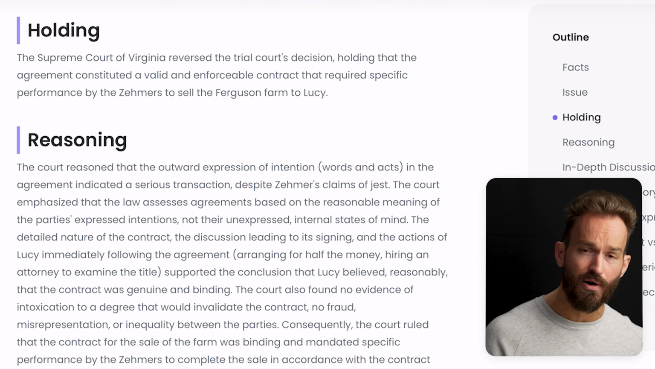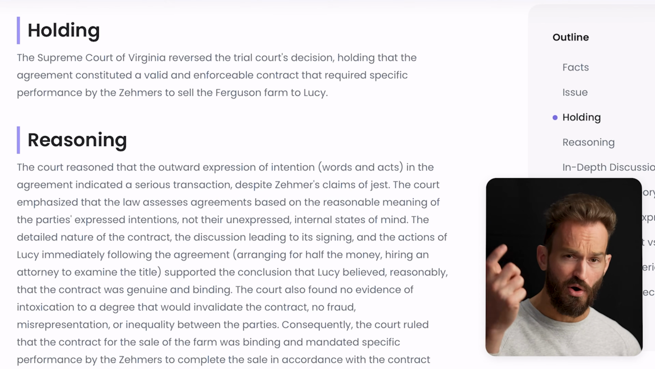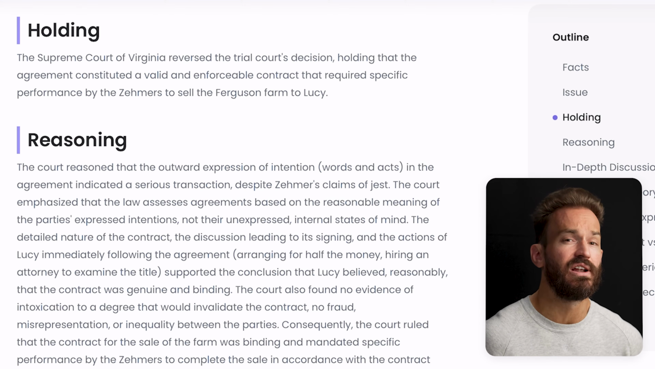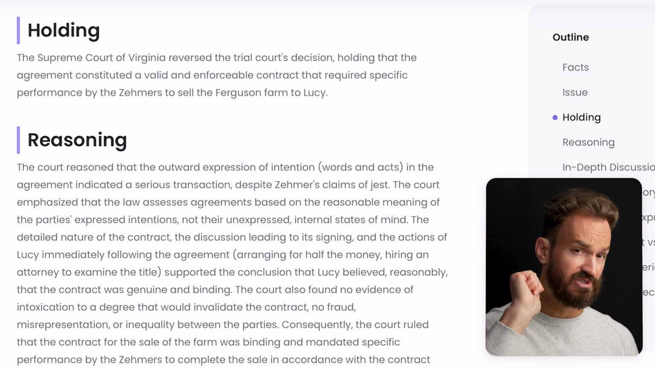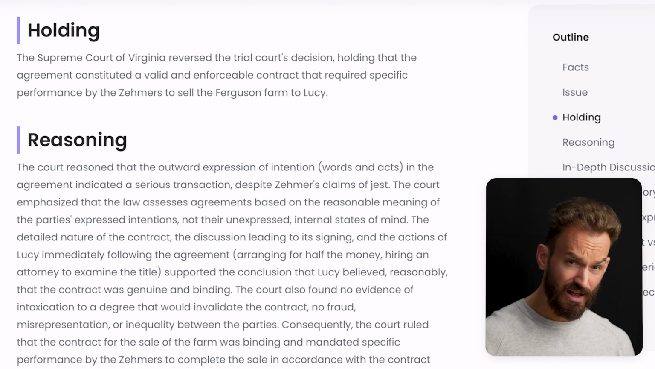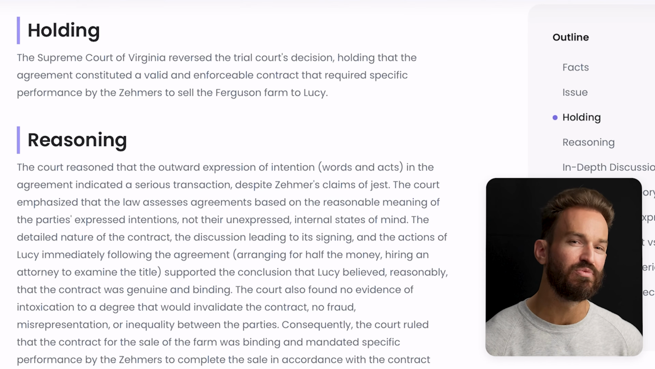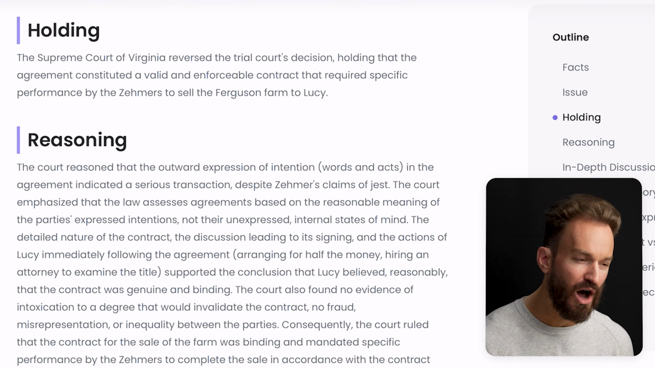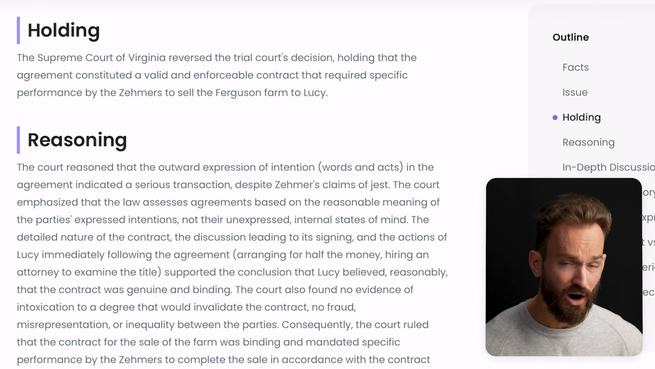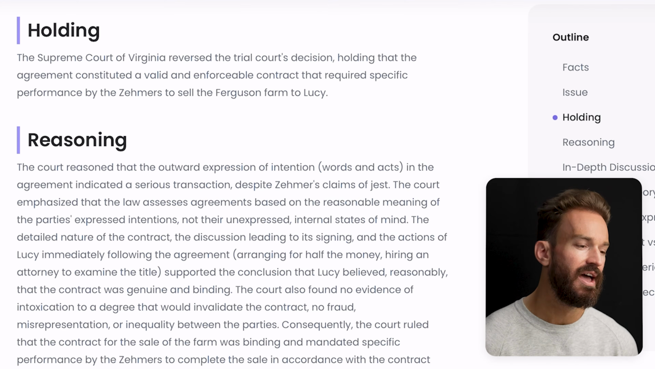This happened in a restaurant bar over some whiskey. We wrote it on this receipt, at the restaurant. This wasn't a serious intent on our part to sell the Ferguson Farm for $50,000. The Supreme Court of Virginia says none of that matters. We're going to say this was a traditional enforceable contract. Okay, so Lucy is entitled to the Ferguson Farm for $50,000 as agreed in the contract.